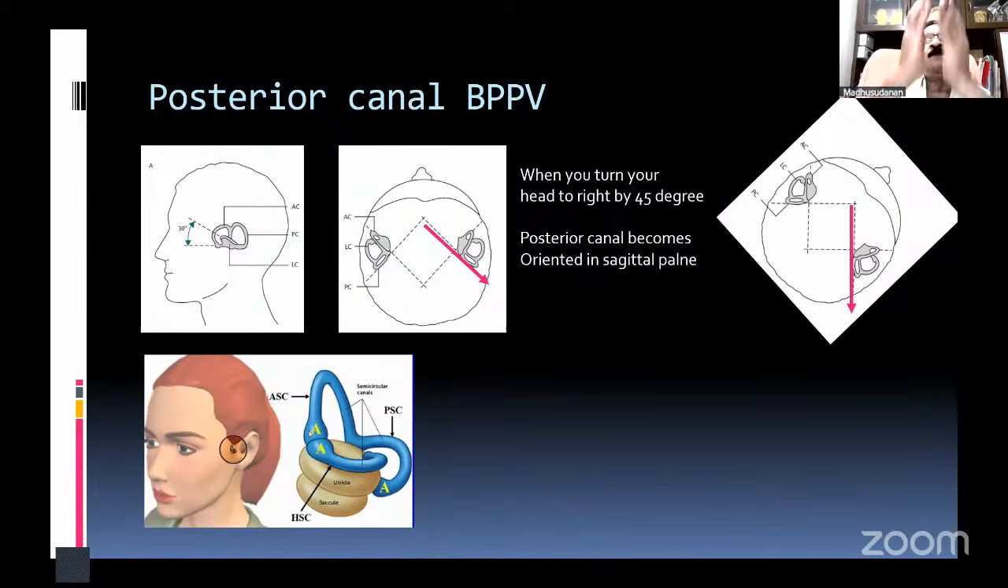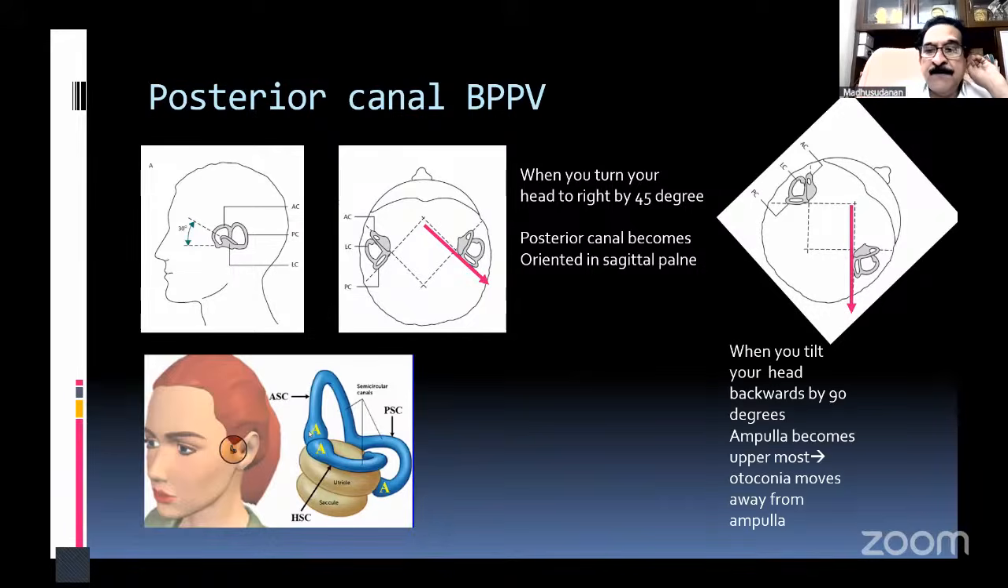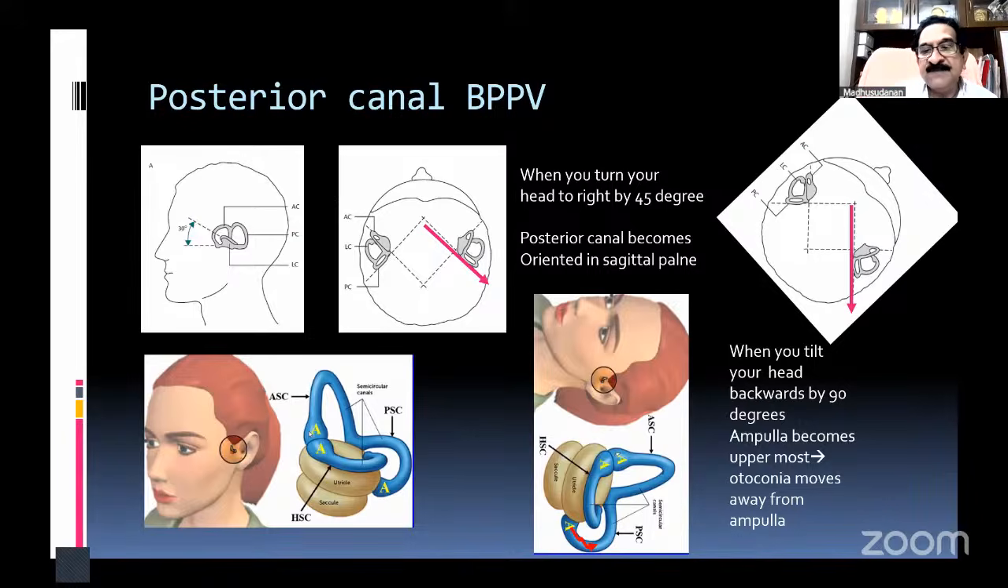Now you move the head backward, straight backward like that, as you do in the Hallpike maneuver. The ampulla becomes uppermost and the otoconia move away from the ampulla. See here, look at the ampulla on the left side. Now if you move backward, what will happen? The ampulla becomes anterior and upward. From below, it becomes more upward. So the particle will gravitate away from the ampulla, because the ampulla is upward and the particle will come downward. Fluid moving away from the ampulla stimulates that posterior canal. The posterior canal gets stimulated.